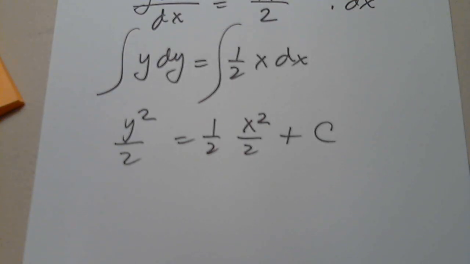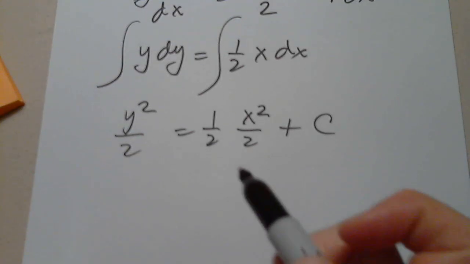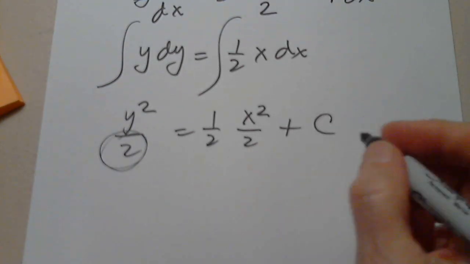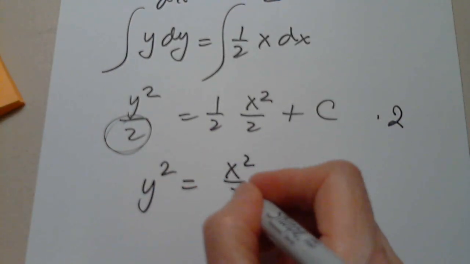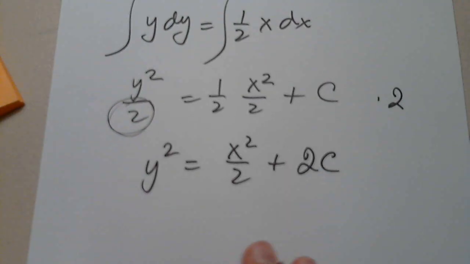This is just algebra now. We want to solve for y. What should we do first to both sides? We need to solve for y, but I need to get rid of what? Multiply by 2. Very good. So we have y squared equals x squared over 2 plus 2c.